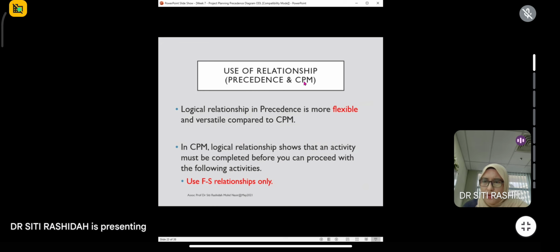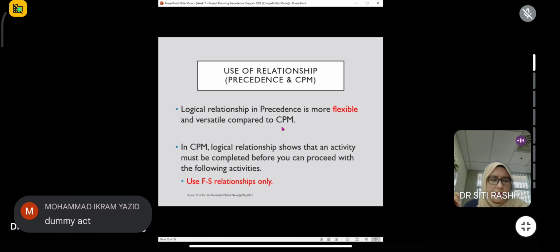Okay, so we need to use the relationship in precedence diagram. Okay, in CPM, like what you have studied last class, it is different from precedence. Okay, logical relationship in precedence is more flexible and versatile compared to CPM. Okay, CPM ni kalau you nak jadikan dia logik, you kena introduce apa? Siapa tahu? You dah tengok video saya. Apa yang kita introduce that to make the network become logic? Yes, thank you Ikram. Dummy.